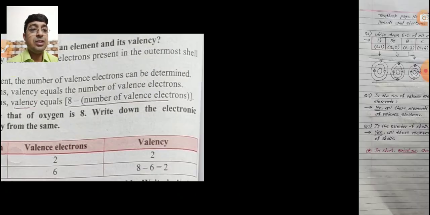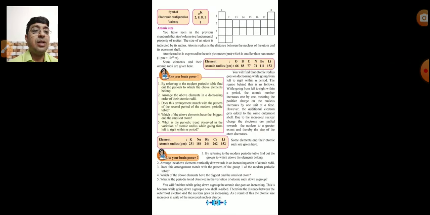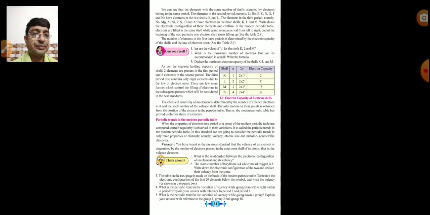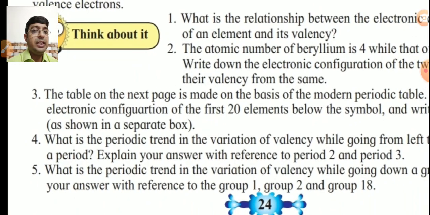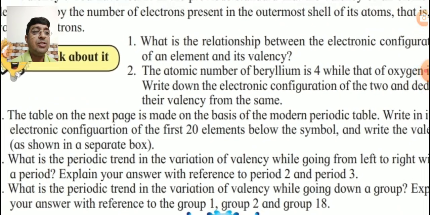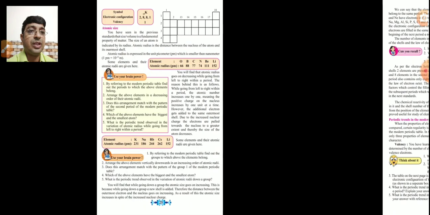Now the next question is given for you. You try to find out the answer to that question. Question number 3. What is question number 3? The table on the next page is made on the basis of the modern periodic table. Write in it the electronic configuration of the first 20 elements below the symbol and write the valency. One specimen element is shown there. Now check.